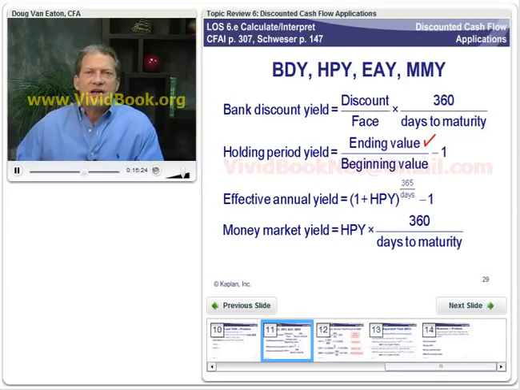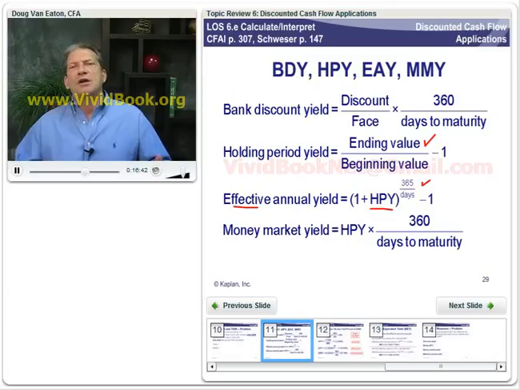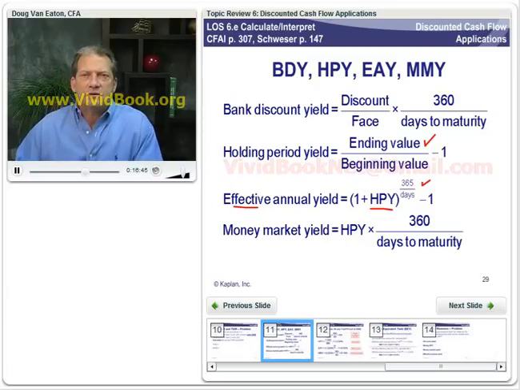Our effective annual yield, well, that holding period yield can be for any period of days, depending on the security we're looking at. To get an effective annual yield, we take that to the power 365 over the number of days minus 1. So just like compounding out to an effective annual yield.